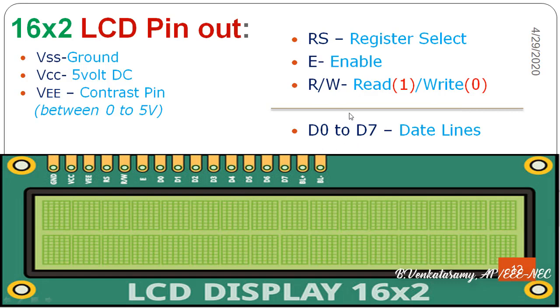Then D0 to D7 are the data lines, digital input lines from the microcontroller, to display the character or data in the LCD. We can configure this LCD as 4-bit or 8-bit. So we can use D0 to D7, or we can use D4 to D7 as 4-bit mode. We will see it later. So this is the pin configuration of the LCD.